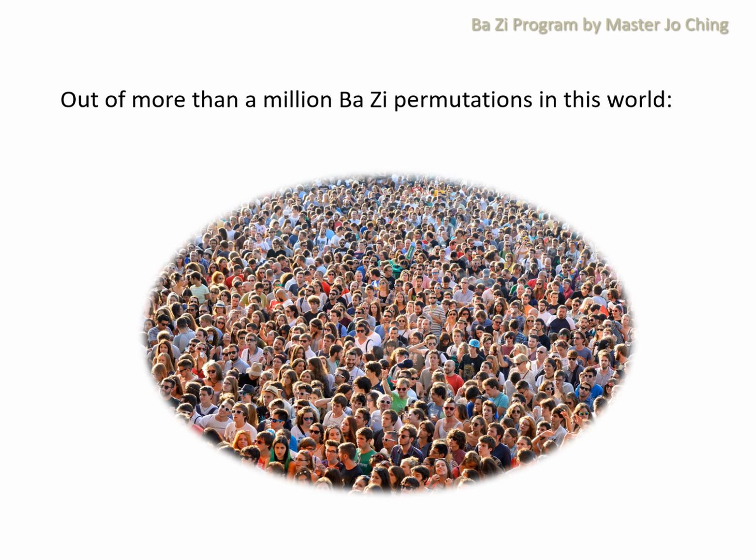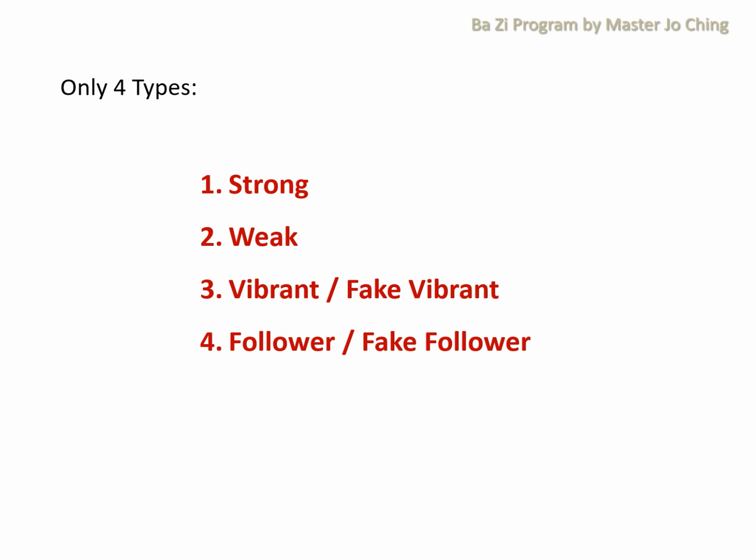Out of more than 1 million Bazi permutations in this world, something extra I want to share with you: based on our school's teaching, we categorize you into either a strong, weak, vibrant, or follower chart. Out of so many millions of permutations of Bazi in this world, you can only belong to one type. Let me recap. Either you're a strong chart, or a weak chart, or a vibrant chart, or a follower chart.